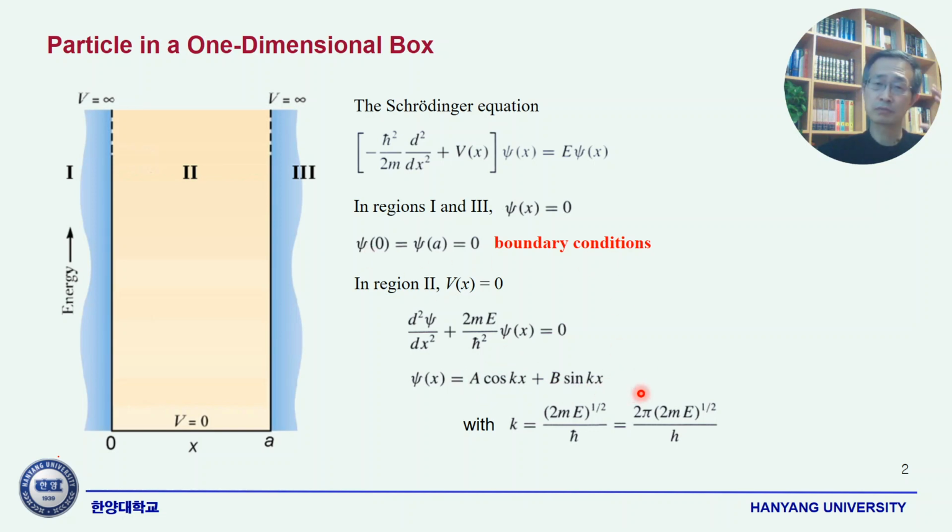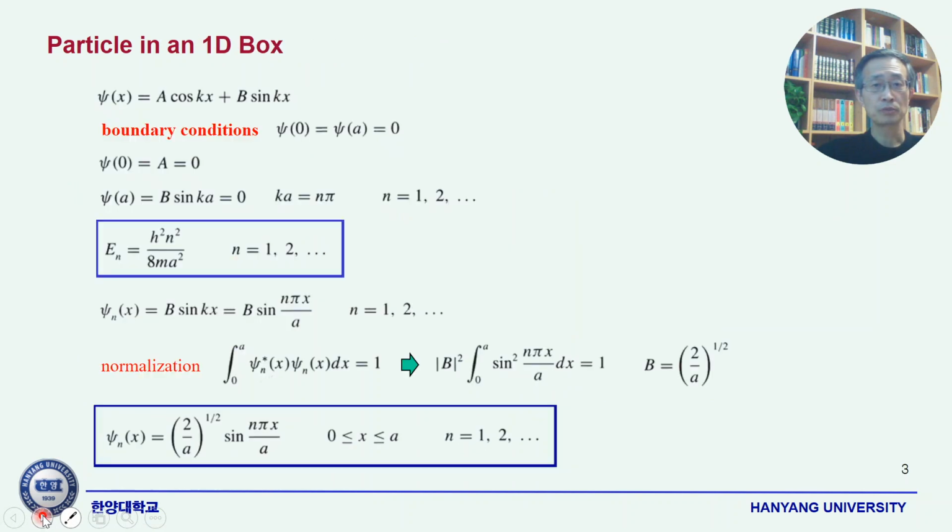Let's keep this in mind: k equals the square root of 2mE, over h bar. Then, once we obtain k, we get the energy: E equals k squared h bar squared over 2m. So we noticed that. Now that we have this solution, we apply the boundary conditions: psi of a and psi of 0 equal 0.